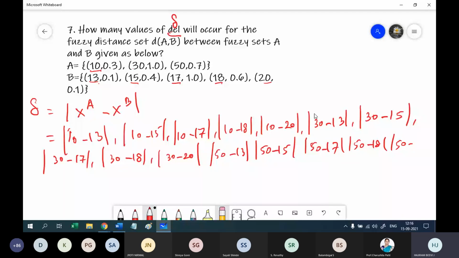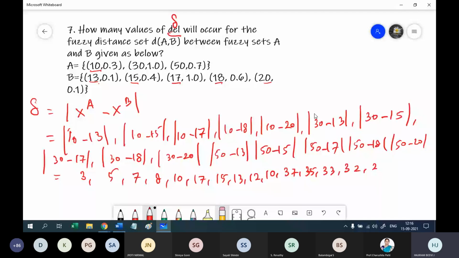Okay, so we have to find the distance between each and every point. Now calculate the distance. 10 minus 13, it is 3. Then 5, 7, 8, then 10, 17, 15, 13, 12, 10, 37, 35, 33, then 32 and 30. So these are the difference values.